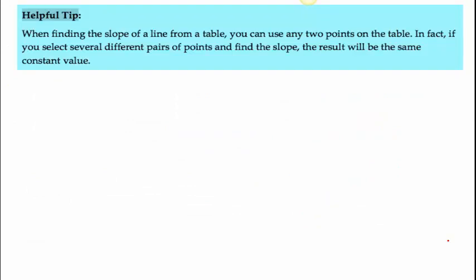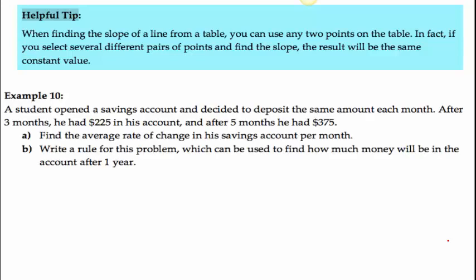And like I had just mentioned, I can use any 2 points I want, right? So in the example I just did, I picked two different pairs of points, but I got the same result, and that's the idea. So in this case, a student opened a savings account and decided to deposit the same amount each month. So at 3 months, he had $225, and at 5 months, he had $375. So in this case, what you're doing is you're going to turn these two bits of information into points. So you're going to let X be the number of months and Y be the amount in the account.